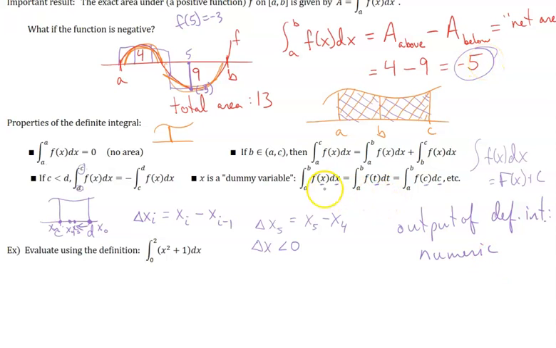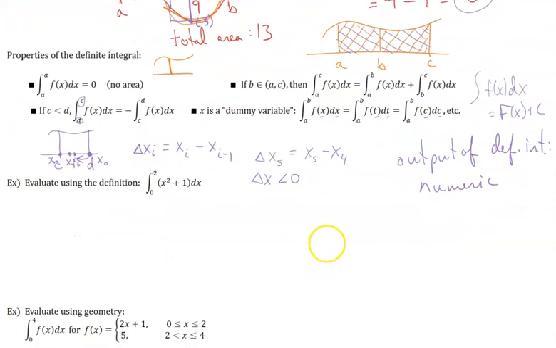Because it's going to be some numeric value, it doesn't matter what letter we have on the inside. Whether it's f of x dx or f of t dt or whatever, the output is numeric. So we call that letter, or the variable on the inside, a dummy variable, and it doesn't matter. All right, so let's do a couple examples.